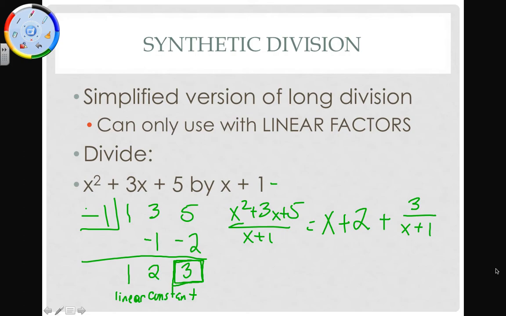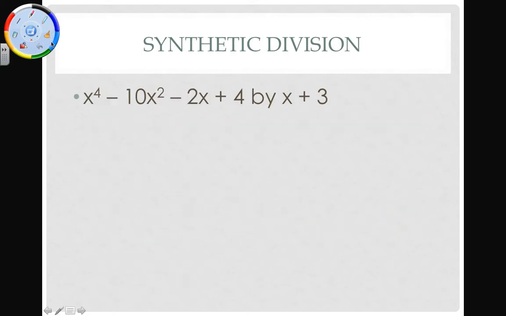Okay, I have another example here that we can look at. All right, so same kind of idea. I want the 0 of my factor, which in this case is a -3. That goes inside my box. Again, for this particular quartic, notice I'm missing a cubic term, so I need to plug in 0 for my coefficient of the cubic.